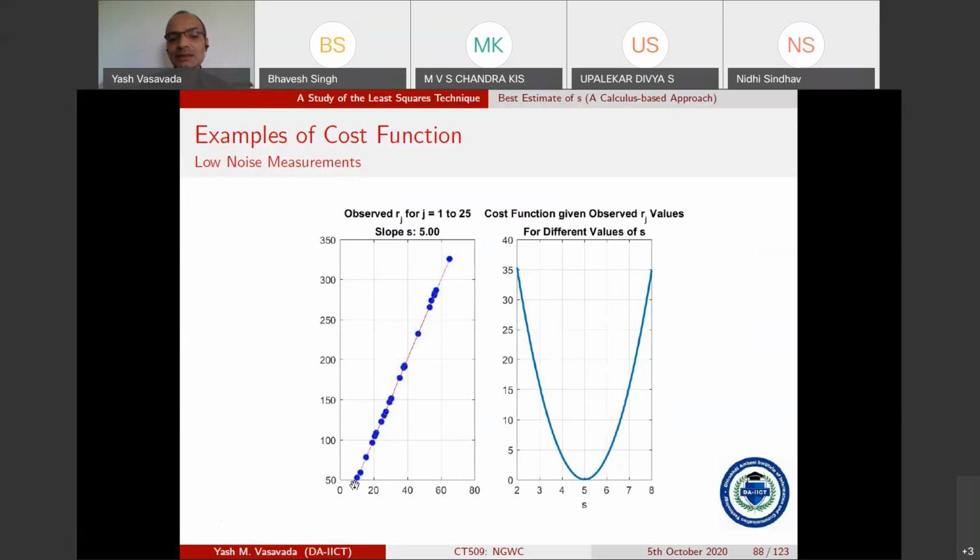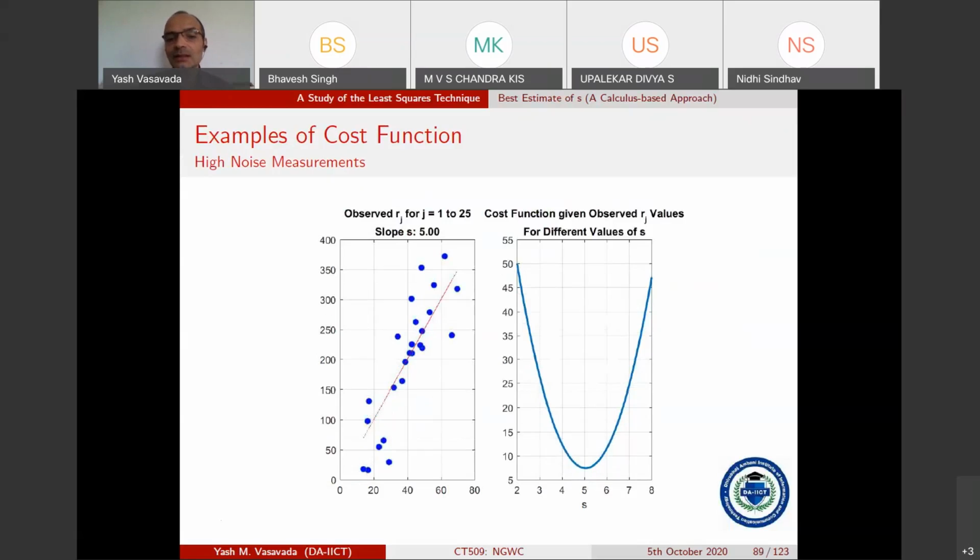When S is 2, the red line will be way off. It will have much lower slope. If S becomes higher than 5, then the red line will have much higher slope. So it will not be the best fit line. I will just now say that my cost function is minimized at S equal to 5, and so that is my estimate. If I have very noisy measurements, still this method works. Exactly at, or if not exactly, very close to the actual value of S, this parabola gets minimized. Although now the mean squared error is not 0 because there is a lot of noise.